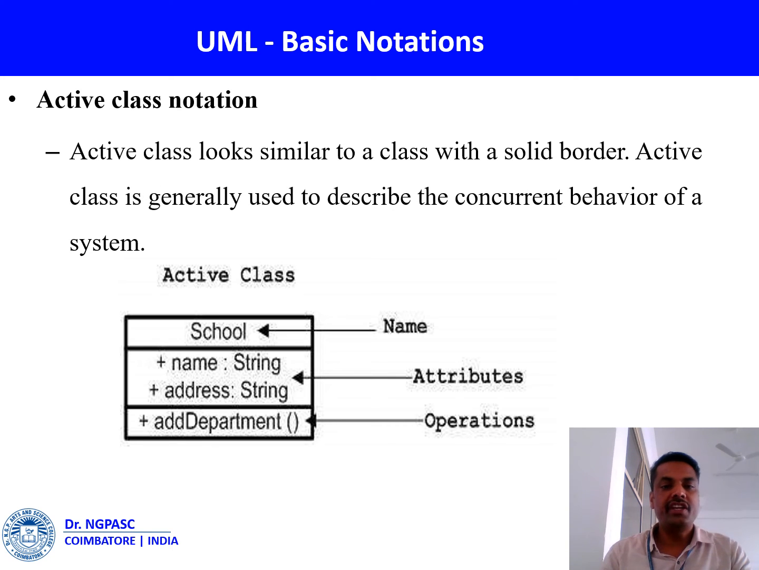The next one is active class notation. The active class looks similar to a class with a solid border. An active class is generally used to describe the concurrent behavior of a system. The active class contains the name of the class, the names of the attributes, and the names of the operations.